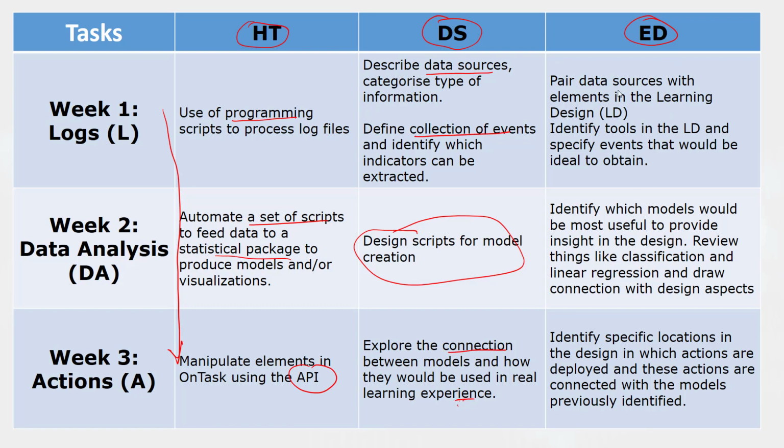And the educational design stream, in the first week, we'll be talking about the data sources and establishing connections with elements in the learning design, and then also see the relationship between tool, events, and what would be ideal to obtain. The second week will establish a connection between the models and what is useful in the design. We will talk about potential uses for things like linear regression or classification. And in the final week, in the educational design stream, we'll identify specific locations and specific actions to include in the design.